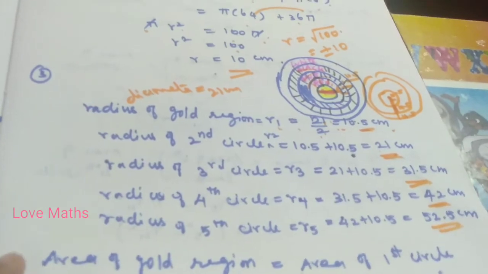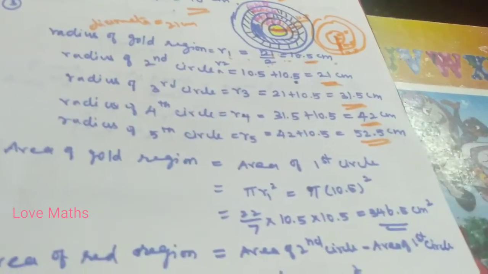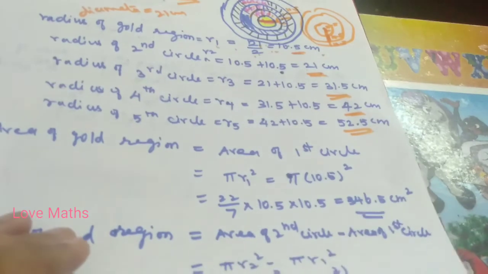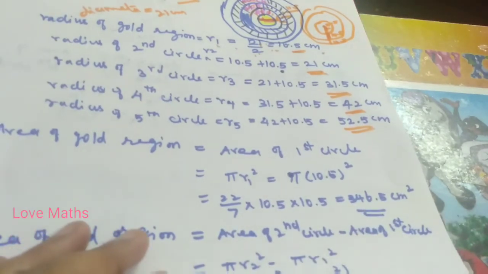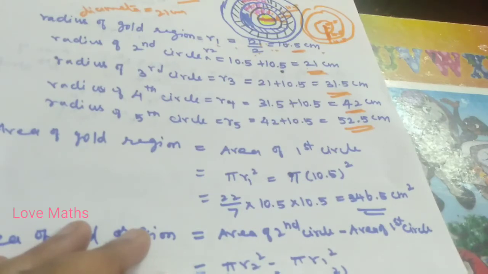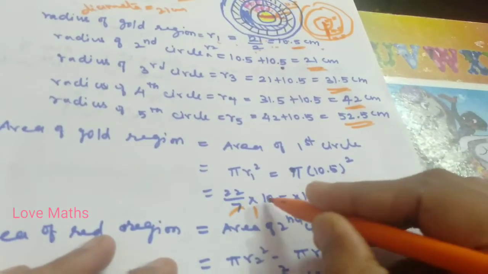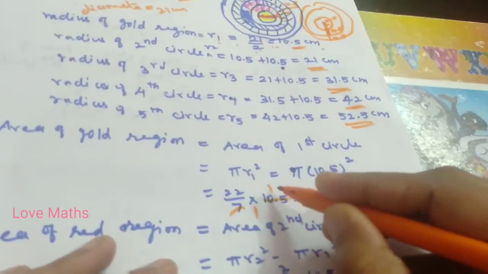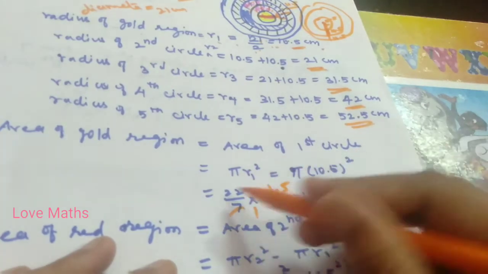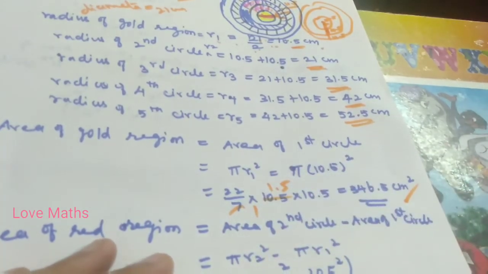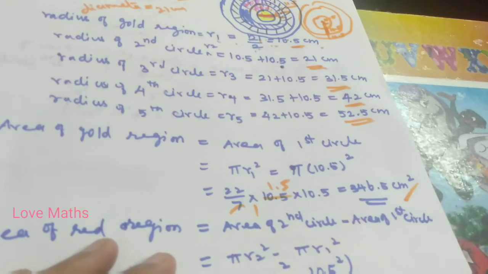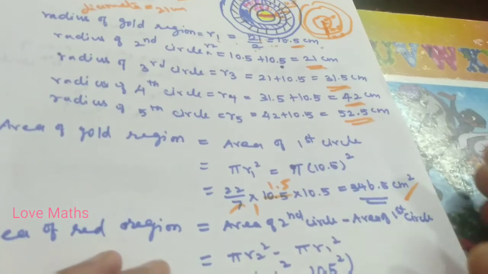Okay. Next, find area of the gold region. Area of the gold region means that is the first circle. So pi R1 squared. Pi into R1, that is 10.5 whole squared. Pi value is 22 by 7, times 10.5 into 10.5. So multiply all those things, you can get 346.5 centimeters square.